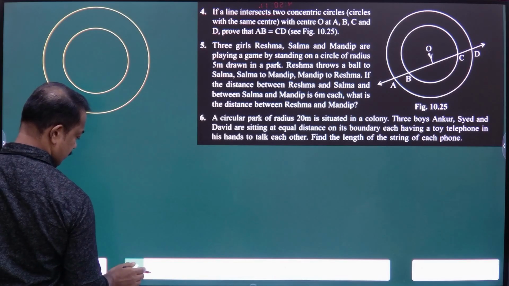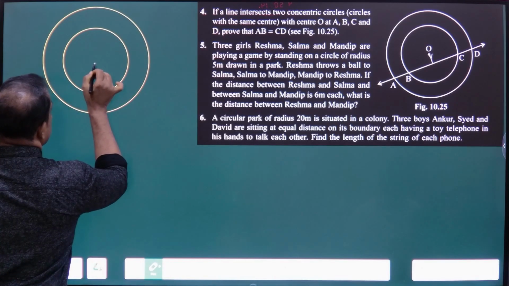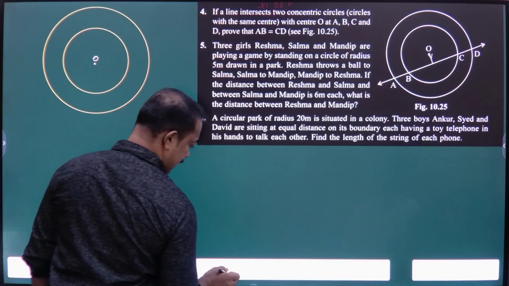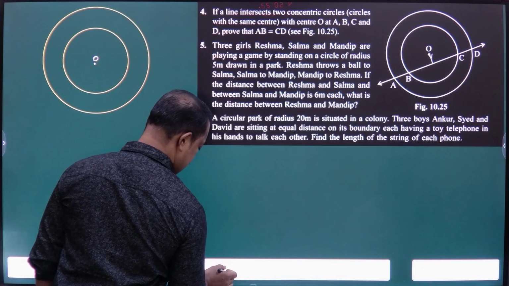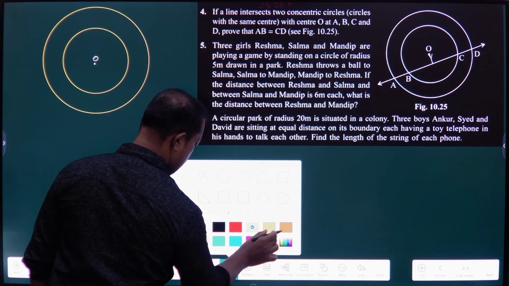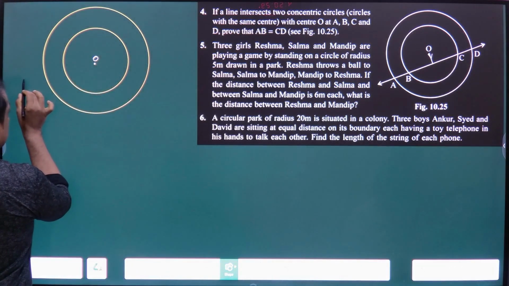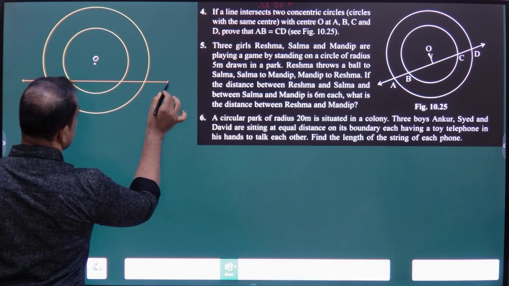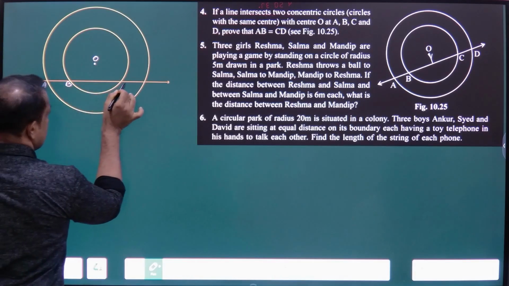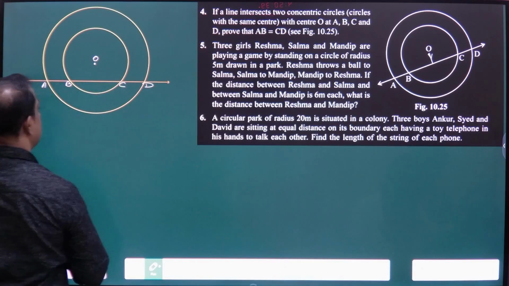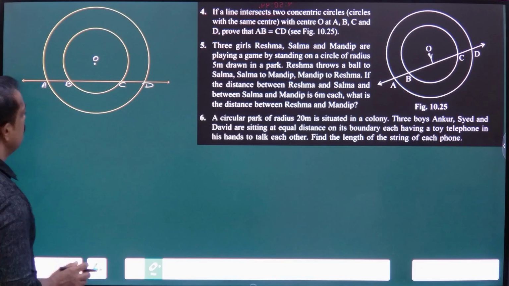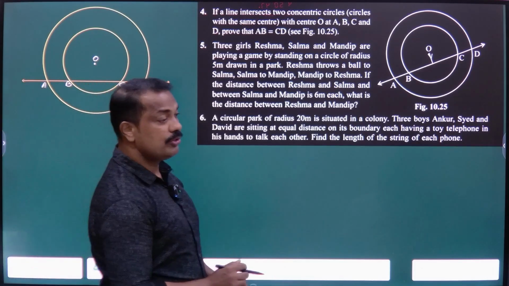Two concentric circles with the same center, and a line segment intersects these two circles at 4 points, A, B, C, D. To prove AB is equal to CD.